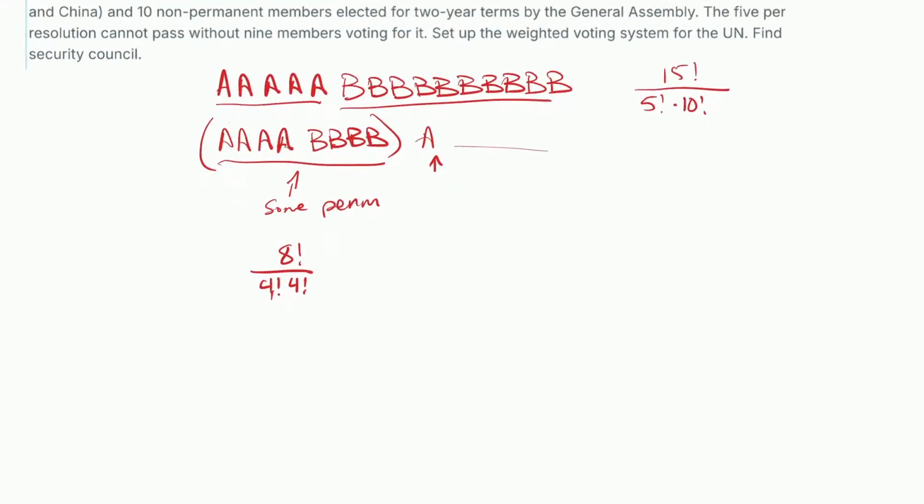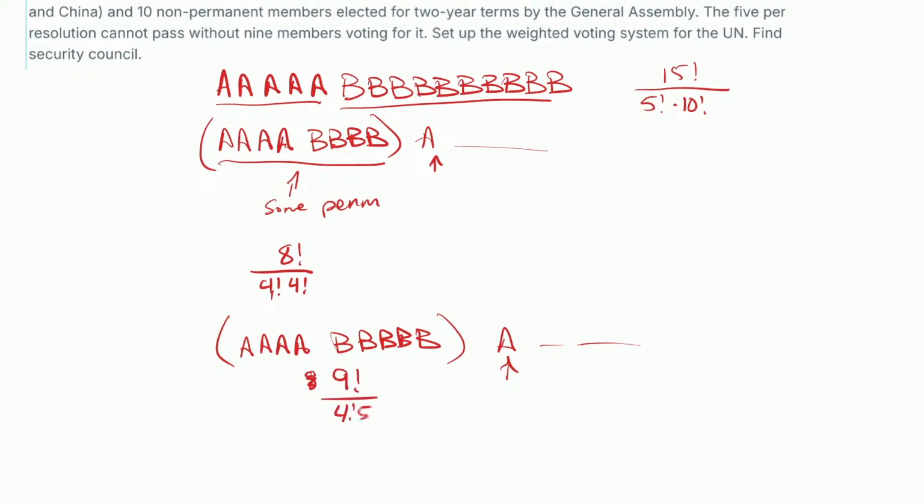So the next thing you'd have to compute is how many ways this could happen: 5 B's, and then the final A. And then we don't care about the other B's, of course, because this is the pivotal voter in this case. The number of ways this could happen is 9 factorial over 4 factorial times 5 factorial. So you can kind of see a pattern here.